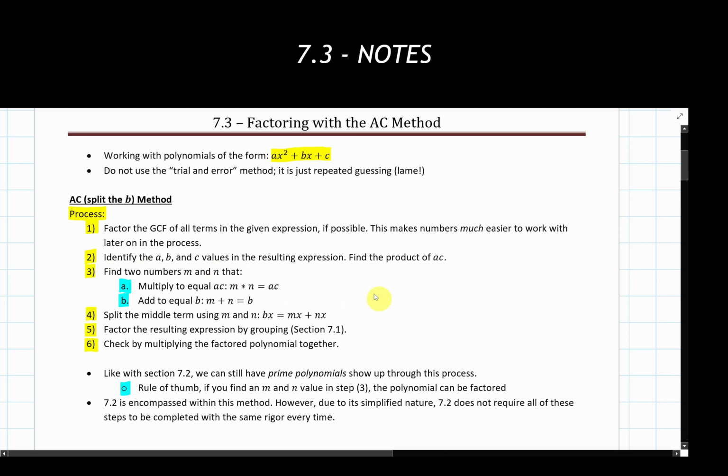So with that, if you need to, I would pause the video here, write these down as necessary, or write any additional notes down as necessary, and we're going to jump over and do a couple examples.